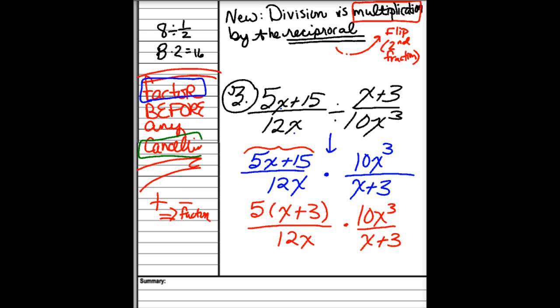So now I start canceling entire factors. Do I see a 5 on the bottom? No. Do I see an x plus 3? Yes. Do I see a 10? No. But I see that I've got 2 evens, so I can divide a 2 out of the 10. I can divide a 2 out of the 12. Do I see an x cubed? No, but I see 1x living on the bottom, so I can knock that down to x squared.